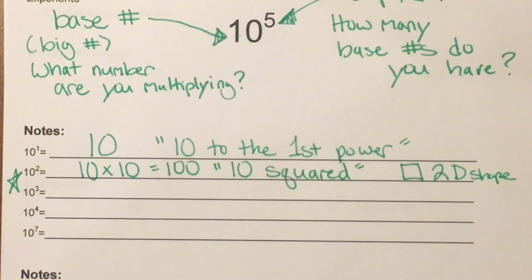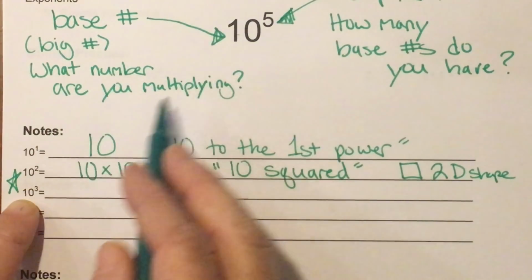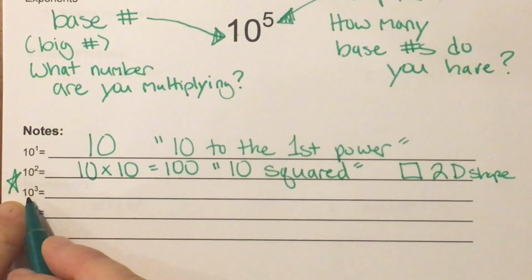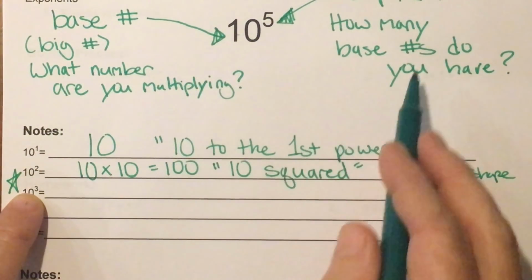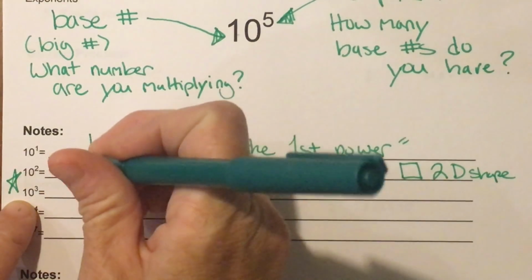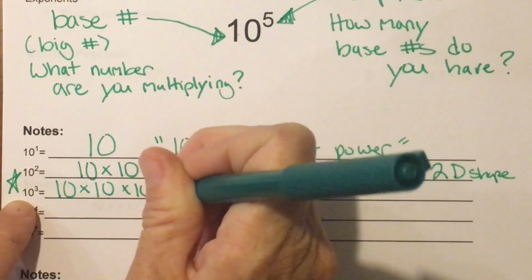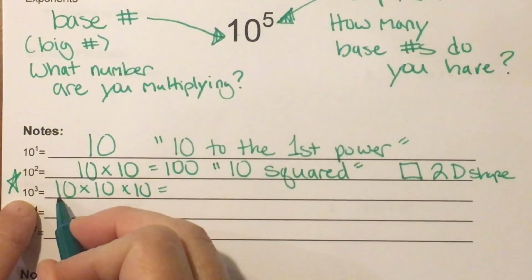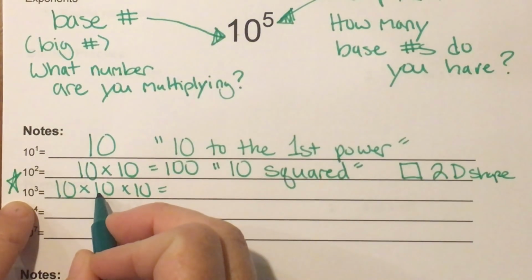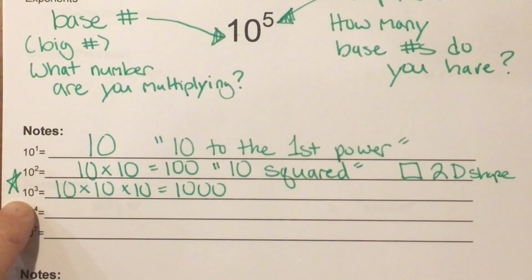Okay, the next one, again, the base number is, what number are you multiplying? I'm multiplying tens. The exponent is, how many base numbers do you have? Well, I have 3 base numbers, so I have 3 tens. So this one is 10 times 10 times 10. And 10 times 10 is 100. 100 times 10 is 1,000.